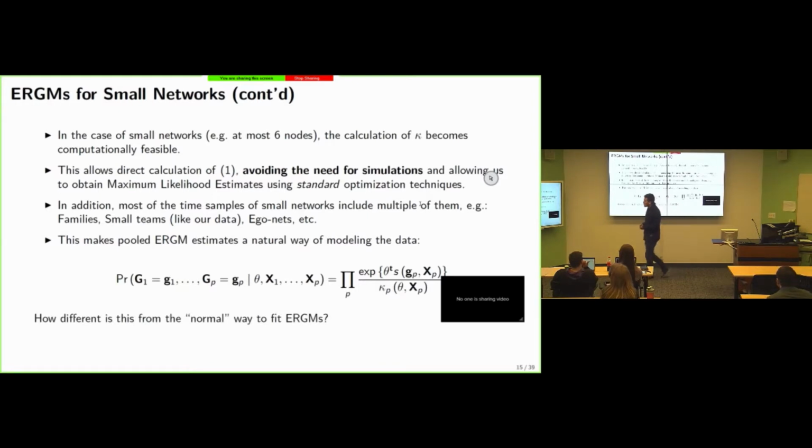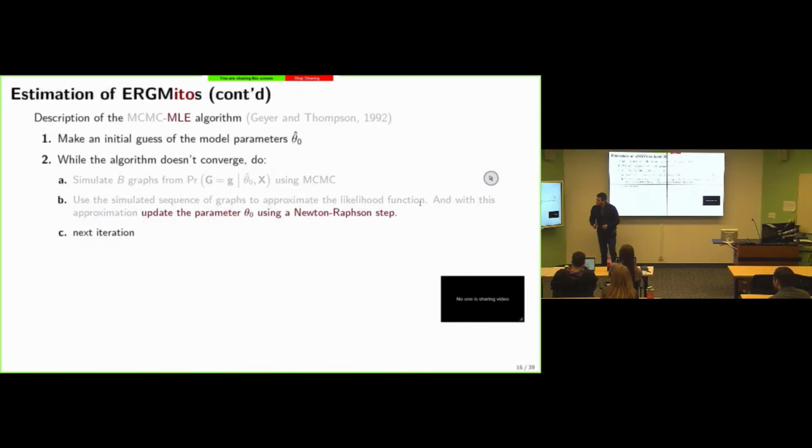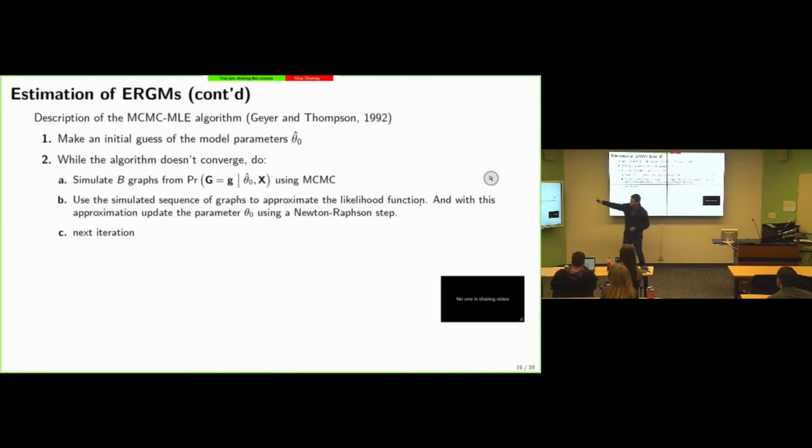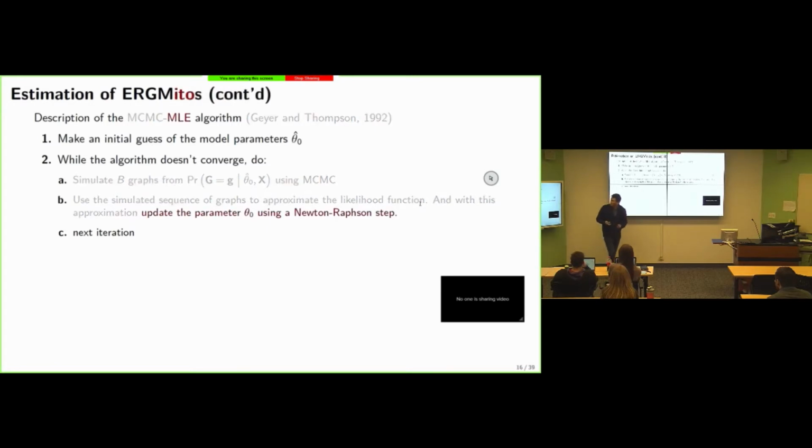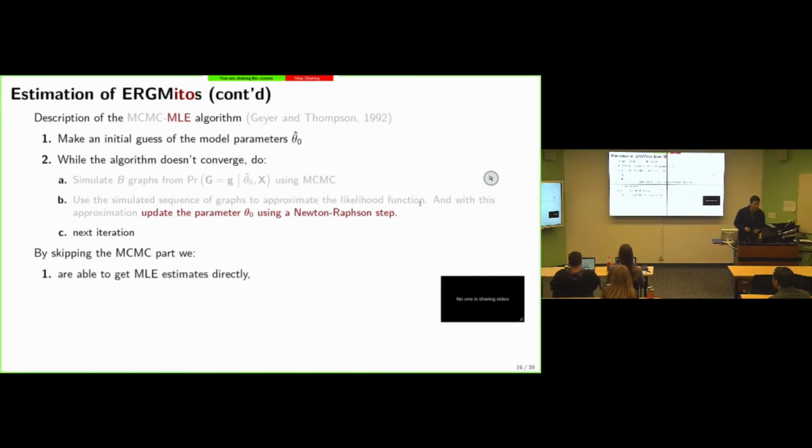And the thing is, how is this different from the normal way to fit ERGMs? This is the way that we fit ERGMs when we're using MCMC, right? In the case of small networks, what we do is this. Instead of doing MCMC MLE, we just do MLE. We make an initial guess of our parameter theta, and then while the model doesn't converge, we just update theta using a Newton-Raphson step, which is a very normal way of estimating this type of model, like logistic regression. Because we skip the MCMC part, we are able to get MLE estimates directly, okay?